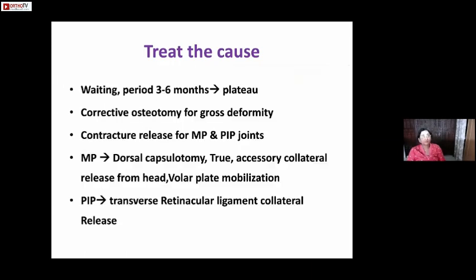And in cases of CRPS type 1, after a waiting period of about 3 to 4 months, once the acute phase is over and there is a plateau of symptoms, and the patient has gone into a quiescent stage a little bit, then corrective osteotomy for gross deformities or contracture releases for MP joints and PIP joints can be performed.